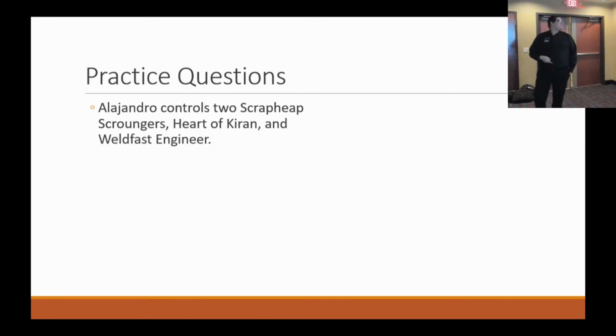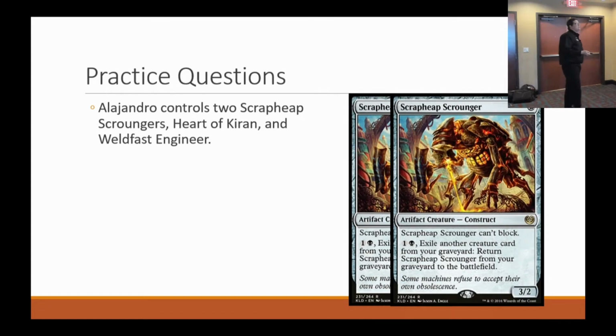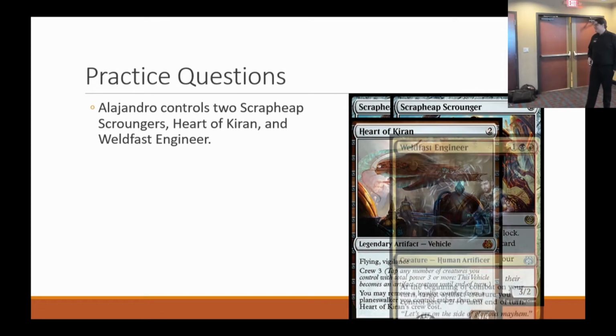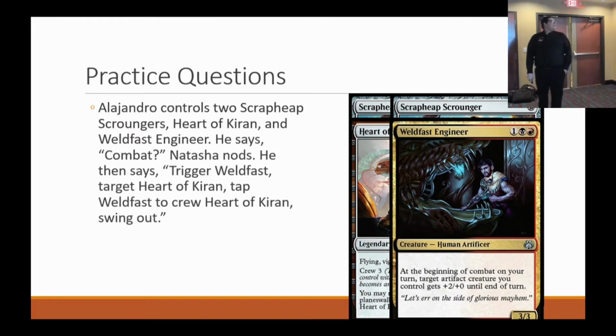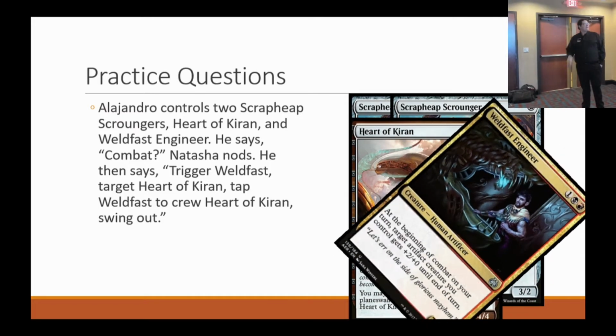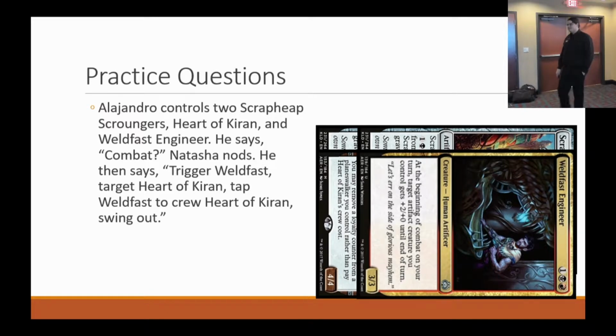Alejandro controls 2 Scrap Heap Scroungers, Heart of Kiran, and Weldfast Engineer. Man, this really looks familiar, doesn't it? Man, I wish I would have studied earlier. He says, combat, Natasha nods. He then says, trigger Weldfast, trigger Weldfast, target Heart of Kiran, tap Weldfast to crew Heart of Kiran, and swing out. Oh. So, who wants to go and tell me whether they think that this is a shortcut or out-of-order sequencing, if something went wrong?